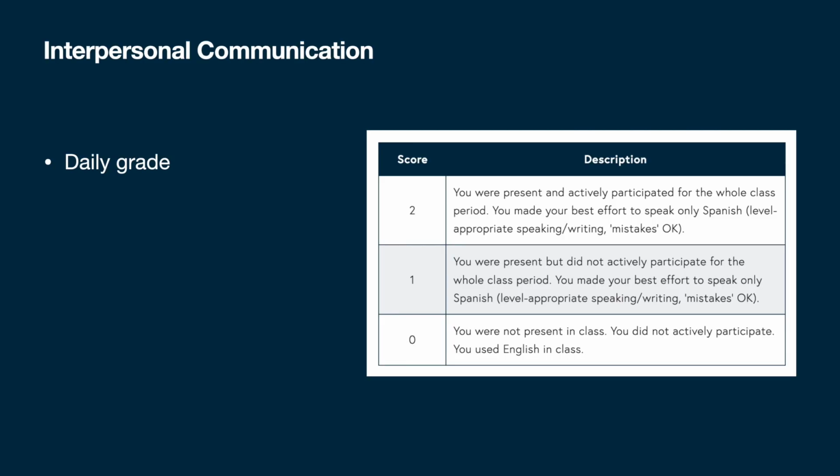This is a daily grade for me, and it's graded 2-1-0. A 2 would be that you were there and you actively participated for the whole class period. A 1, you were there, but maybe you didn't participate the whole class period, but you still made an effort to speak Spanish when you were participating, or whatever L2 might be. A 0 would be that you weren't present in class or used L1 in class.